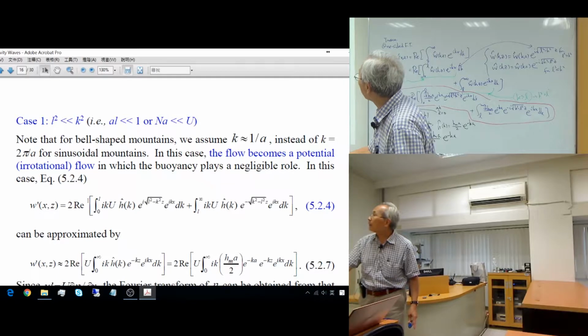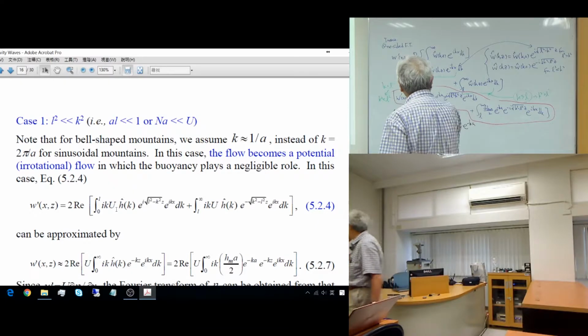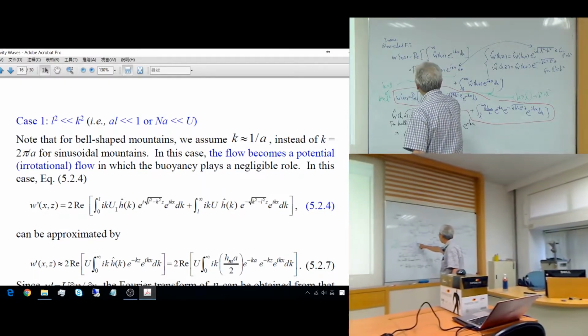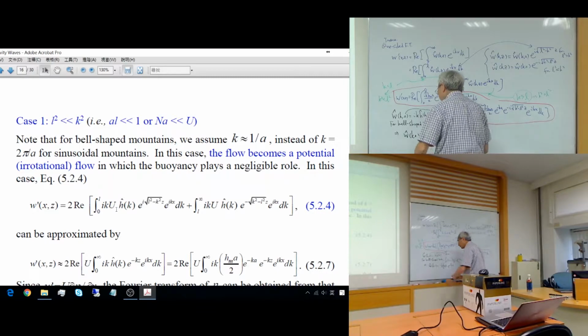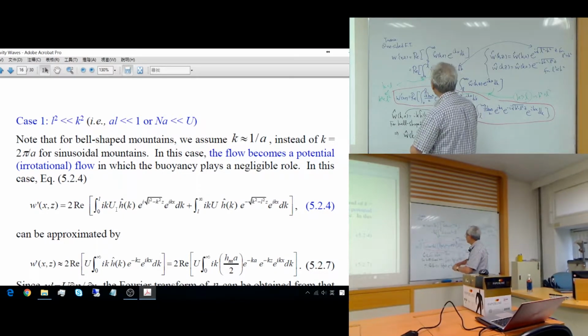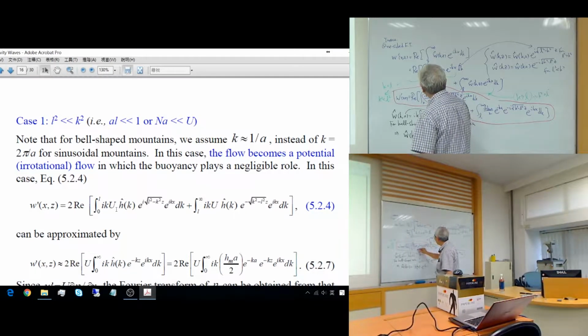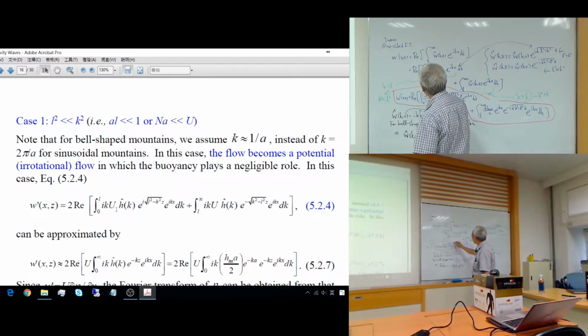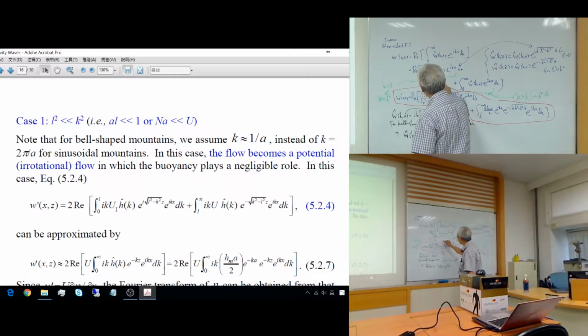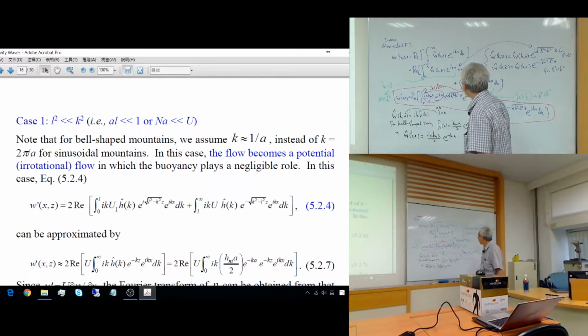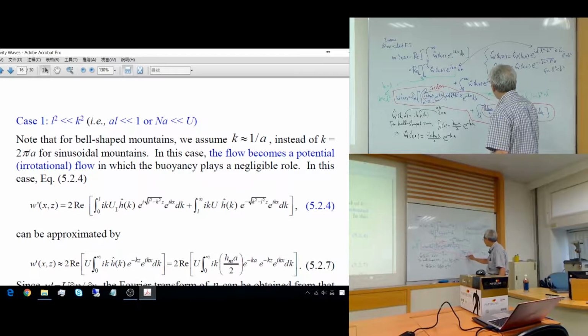Okay, so now we substitute into it. Okay, this one is IK, and then U times H hat of K. So I just write it out: K U H hat of K.